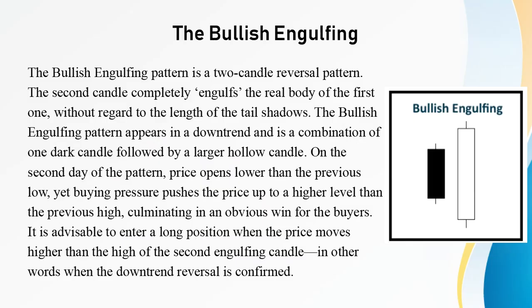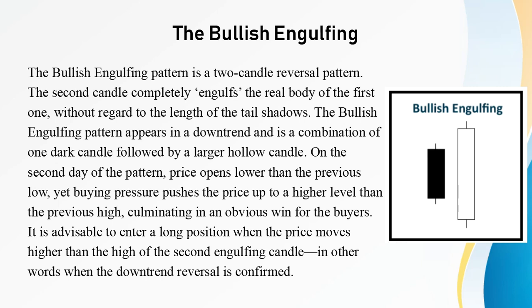So next, let's look at the bullish engulfing pattern. This is a two-candle reversal pattern. The second candle completely engulfs the real body of the first one without regard to the length of the tail shadows. The bullish engulfing pattern appears in a downtrend and is a combination of one dark candle followed by a large hollow candle.